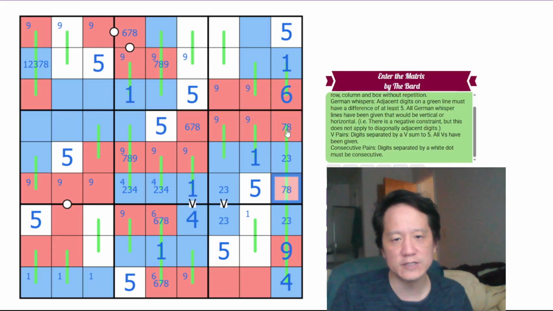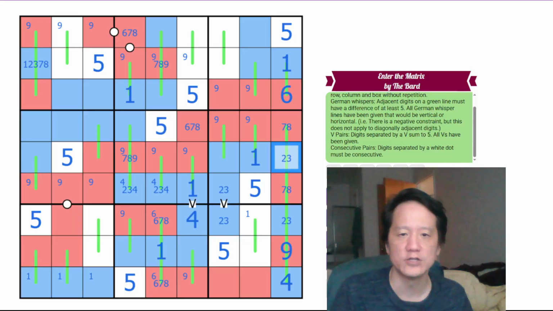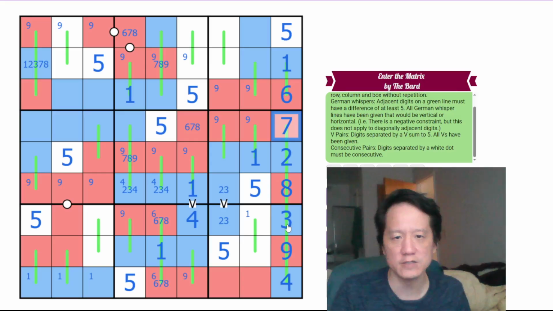We have a 7, 8, 7, 8 pair, which this digit has to be next to both of. 3 cannot be next to 7 on a German whisper line, so this is 2, this is 3, which forces this to be 8 and 7. This 3 eliminates 3 here, so this is 2 and 3. Neither of these can be 3. This can't be 4 because it would be next to a 1, and there must be a V next to it. So this is 2, this is 4.